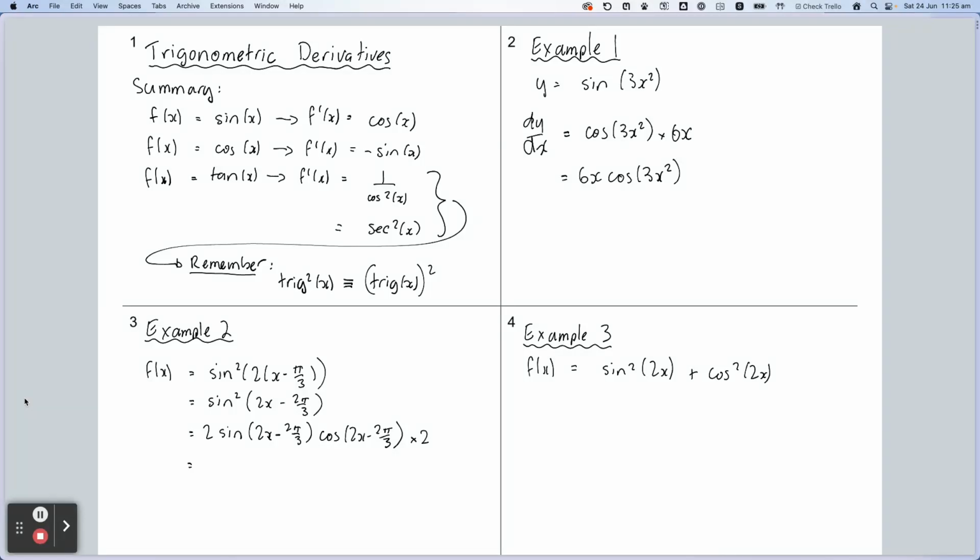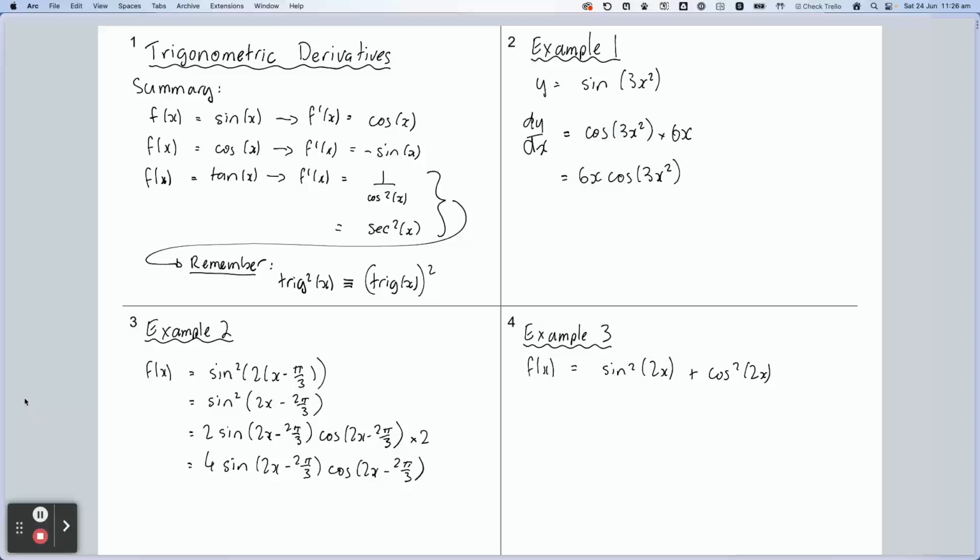So simplifying that, we've got 4 sine of 2x minus 2 pi on 3, cosine of 2x minus 2 pi on 3. And in a different course of study, I'm not too sure whether it's done in special or not, we learn that 2 sine A cos A actually can be simplified as well, but it's not part of this course. So that's about as simple as we can get with what we know.